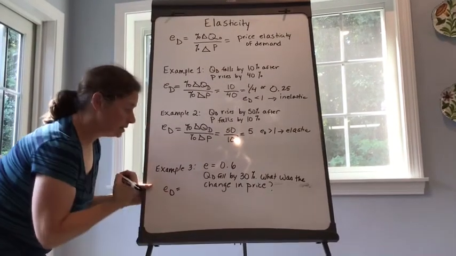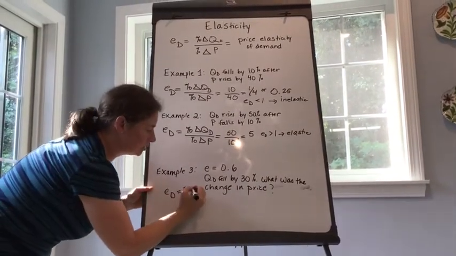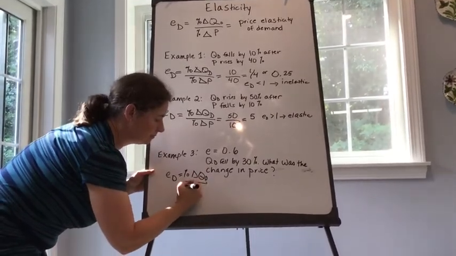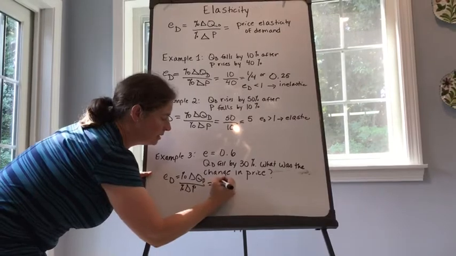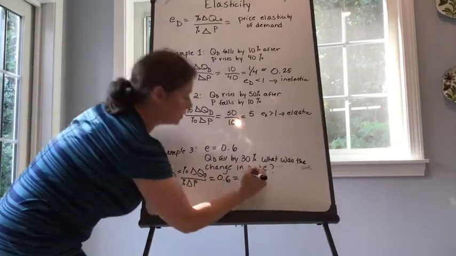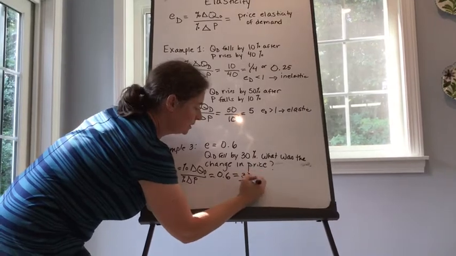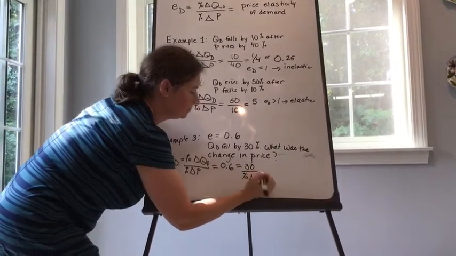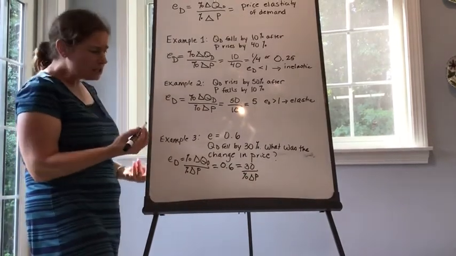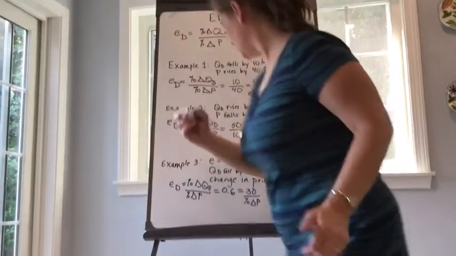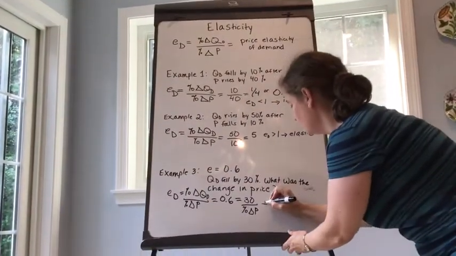So my elasticity of demand is percent delta Q divided by percent delta P. In this case, I know that 0.6 equals 30% divided by percent change in price. Now this mathematically is a little trickier to solve, but not impossible. I'm going to come over to this side of the board to give myself a little more room.